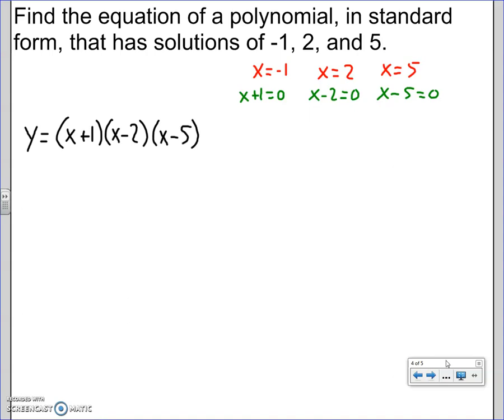We had to multiply because they want standard form. Otherwise, that is a perfectly fine equation. It's just that that's in factor form, not standard form.